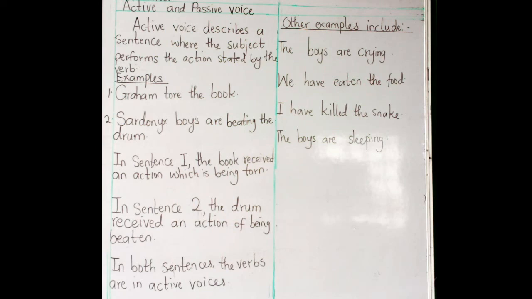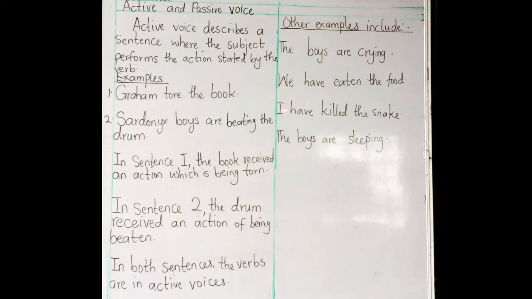The next one we have, the objects. Let's go back again. I'm going to take that number 2 again. We have eaten the food. We are the subjects that carried out the action. Have is the helping verb, and then we have eaten. Eaten is the active verb, and then the food, which is the object. That is the receiver of the action.